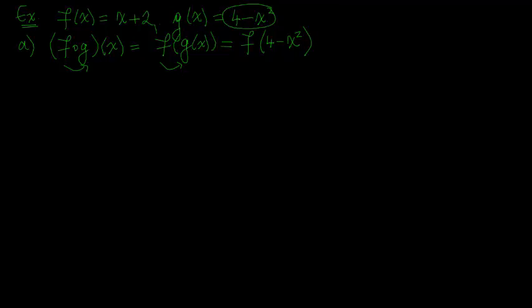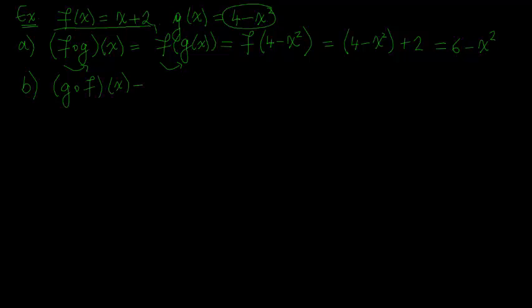What would you do if you had f of 3? You would have 3 plus 2. So what do I do when I have f of 4 minus x squared? I'm going to have 4 minus x squared and then plus 2. So this turns into 6 minus x squared. On the other hand, if I want to compose g with f in this order, then again by definition, and I write these functions in order, I have g of the second function f of x.